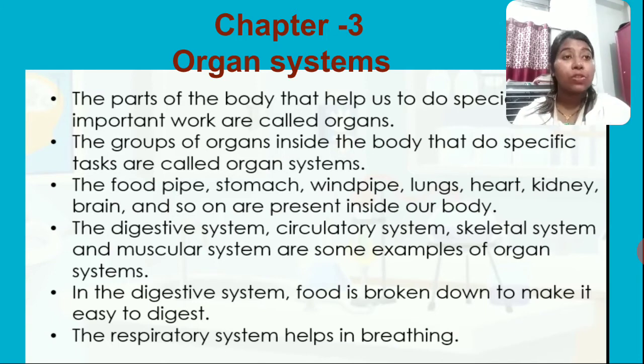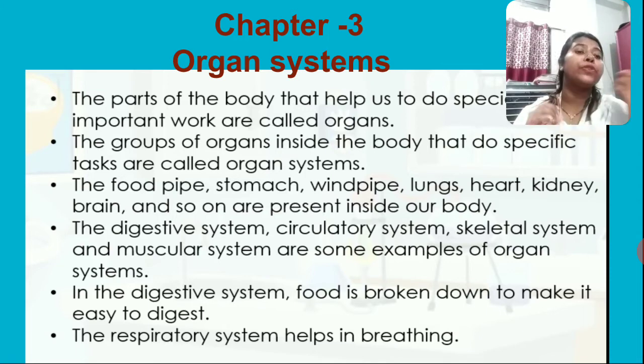Digestive system, circulatory system, skeletal system, muscular system. So these are the different organ systems we have seen. According to these organ systems, we have seen the different uses of these systems. Like the digestive system, what was the use of the digestive system? Food is broken down to make it easy to digest.